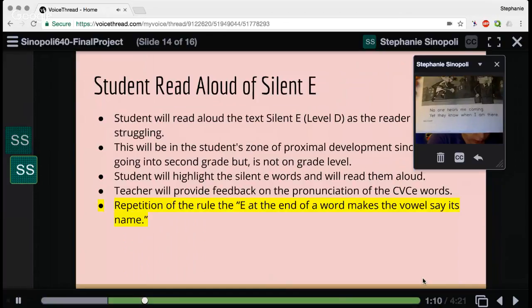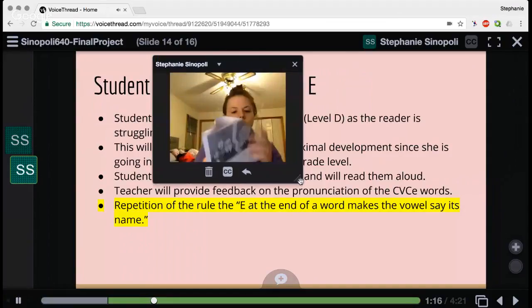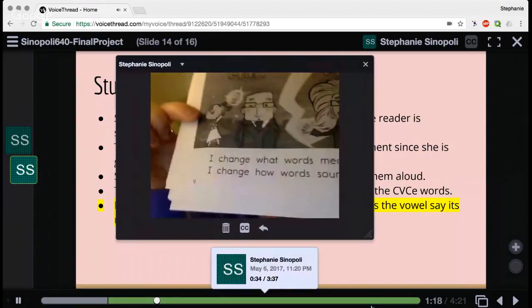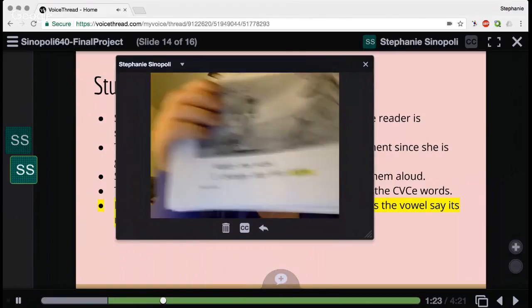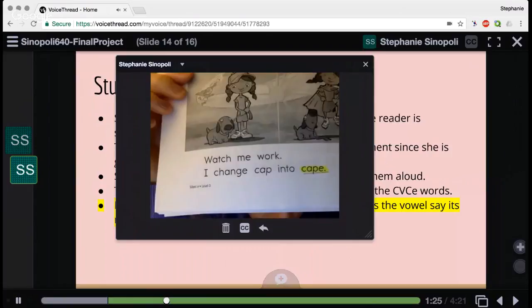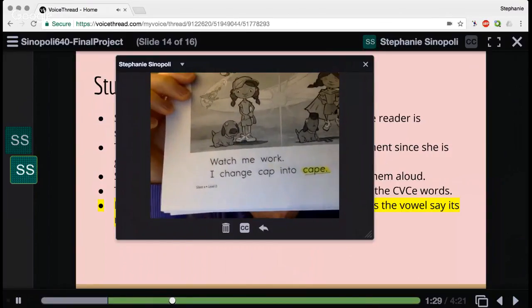No one hears me coming, yet they know when I am there. I change what words mean, I change how they sound. Watch me work. I change cap into cape.